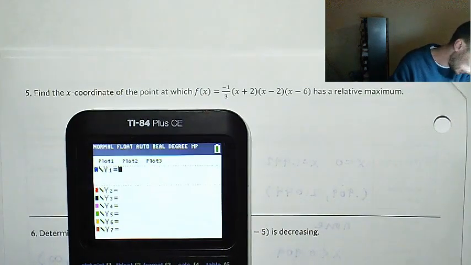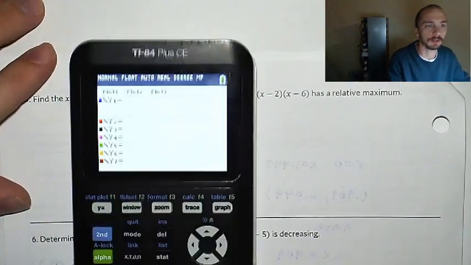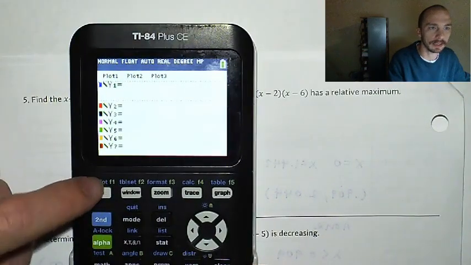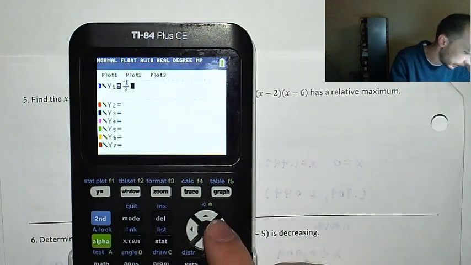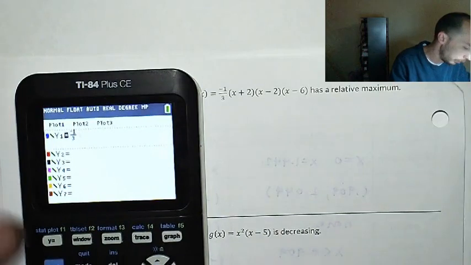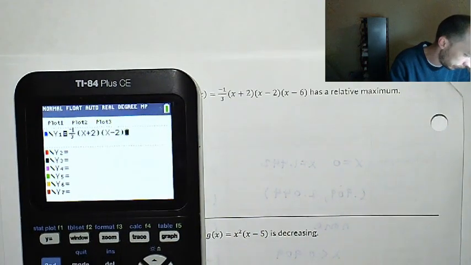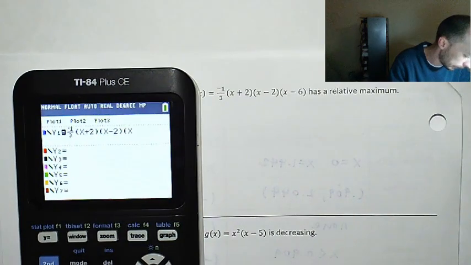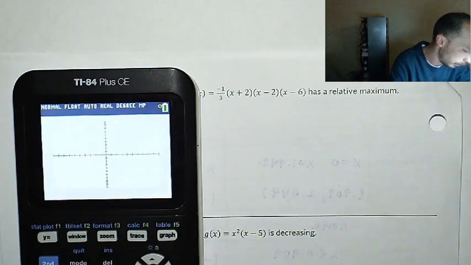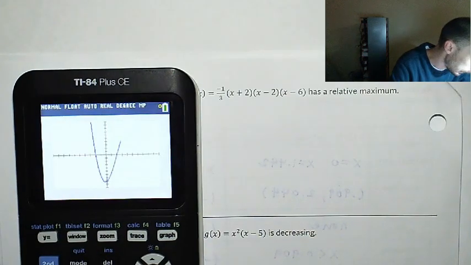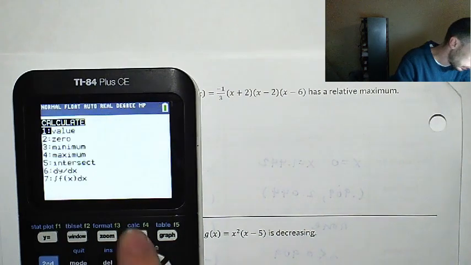So I'm going to say, all right, -1/3. I might recommend you use the fraction bar, which remember we access by hitting the green button to get to F1, and then just pressing enter. Okay, so -1/3 times x plus 2, x minus 2 times x minus 6. Okay, we're going to graph that on the standard window. All right, and we're going to find the location of the relative maximum.